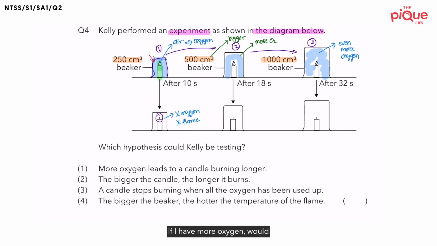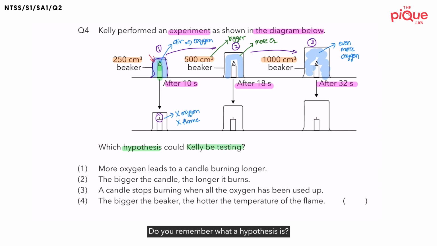If I have more oxygen, would my flame be able to stay lit longer or shorter? My flame would be able to survive for longer. And this is what we see over here. As the beaker gets bigger and bigger, the time taken for the flame to go out gets longer and longer. Now let's take a look at what the question wants us to find. Which hypothesis could Kelly be testing?